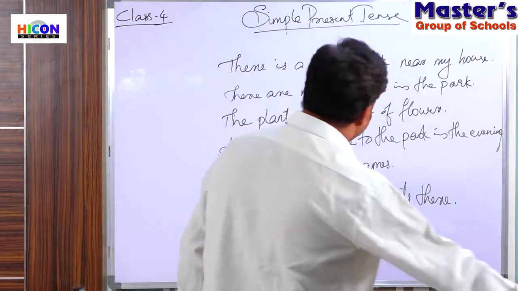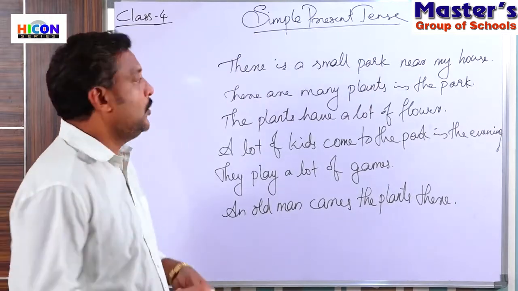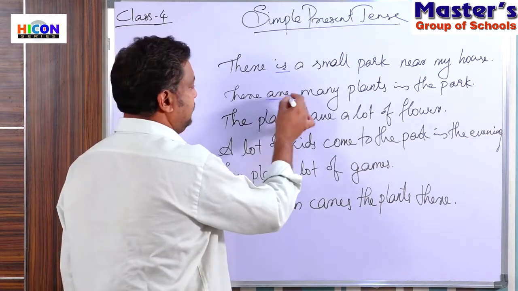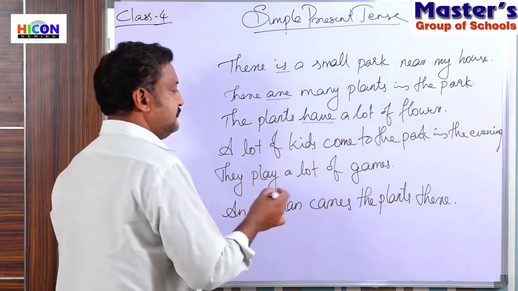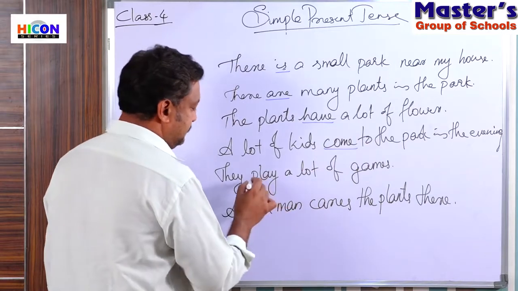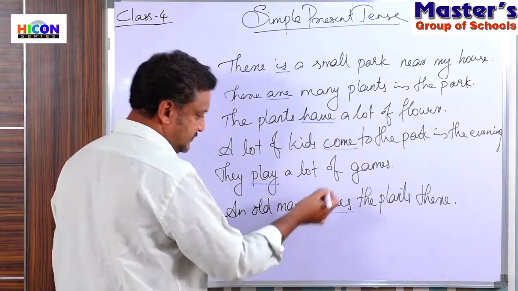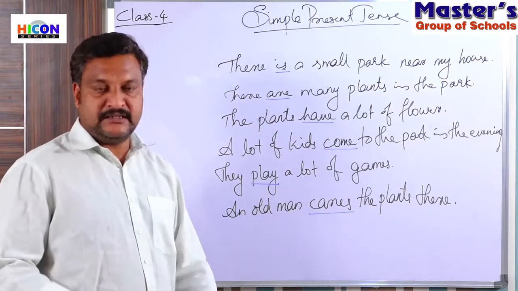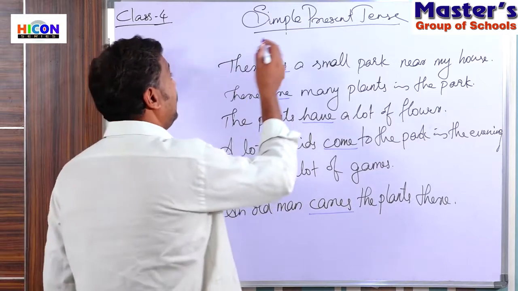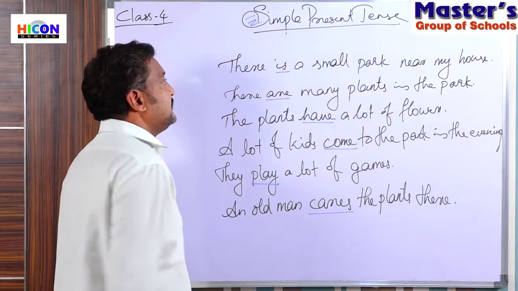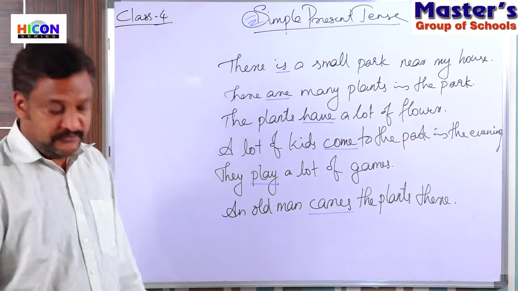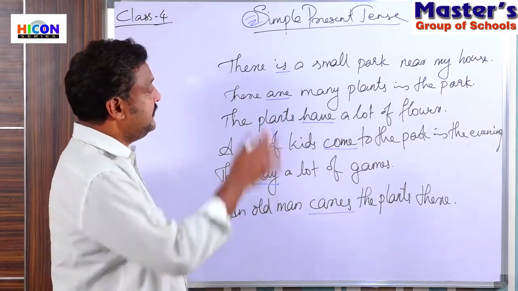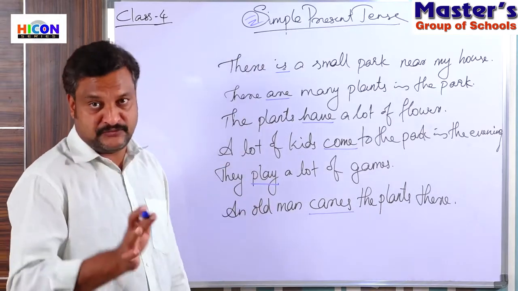So in these 6 sentences, we know is a verb, are is a verb, have is a verb, come is a verb, play a verb, cares a verb. Right? These are the verbs in the sentence and they are used in the simple present tense form. So in which forms are these verbs used in the sentence? In their simple present tense form, right?